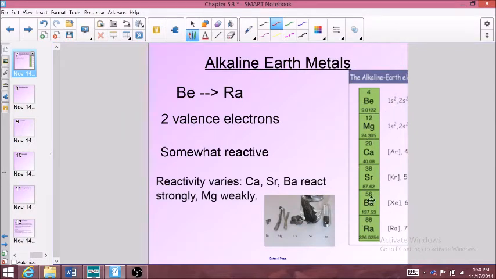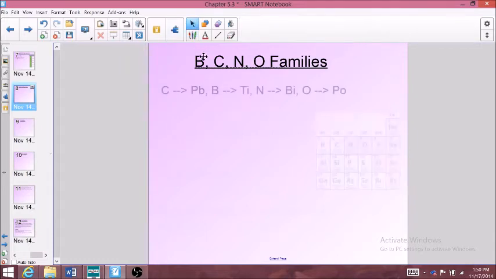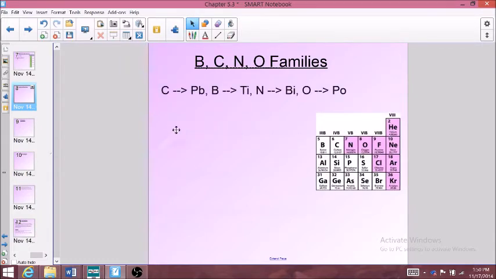So there's no set pattern of reactivity within this group. Jumping the transition metals, going over to the non-metal side of the periodic table, we find the boron, carbon, nitrogen, and oxygen families respectively. So this is the boron family, and there are more down here that have just been cut off by this picture. The carbon family, the nitrogen family, and the oxygen family.